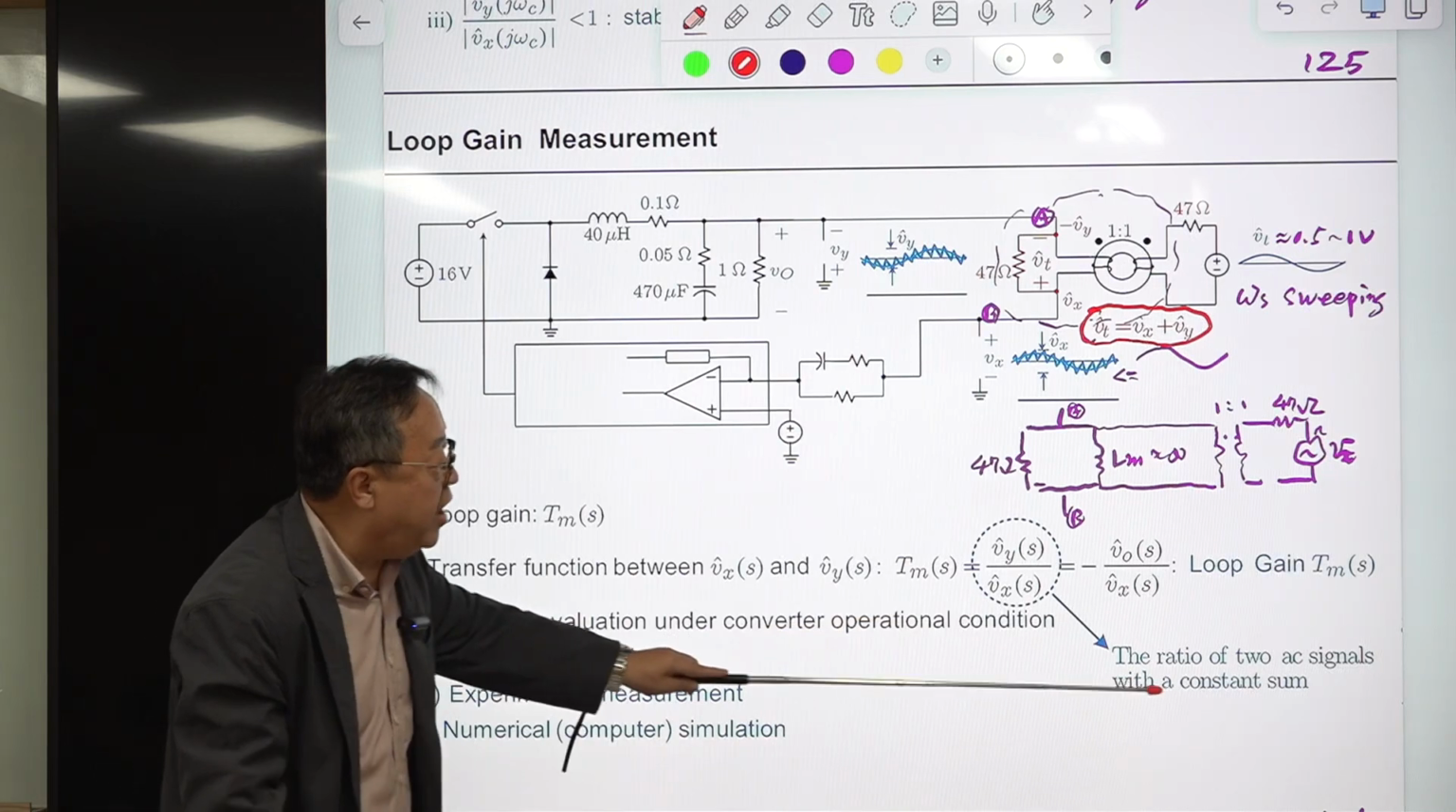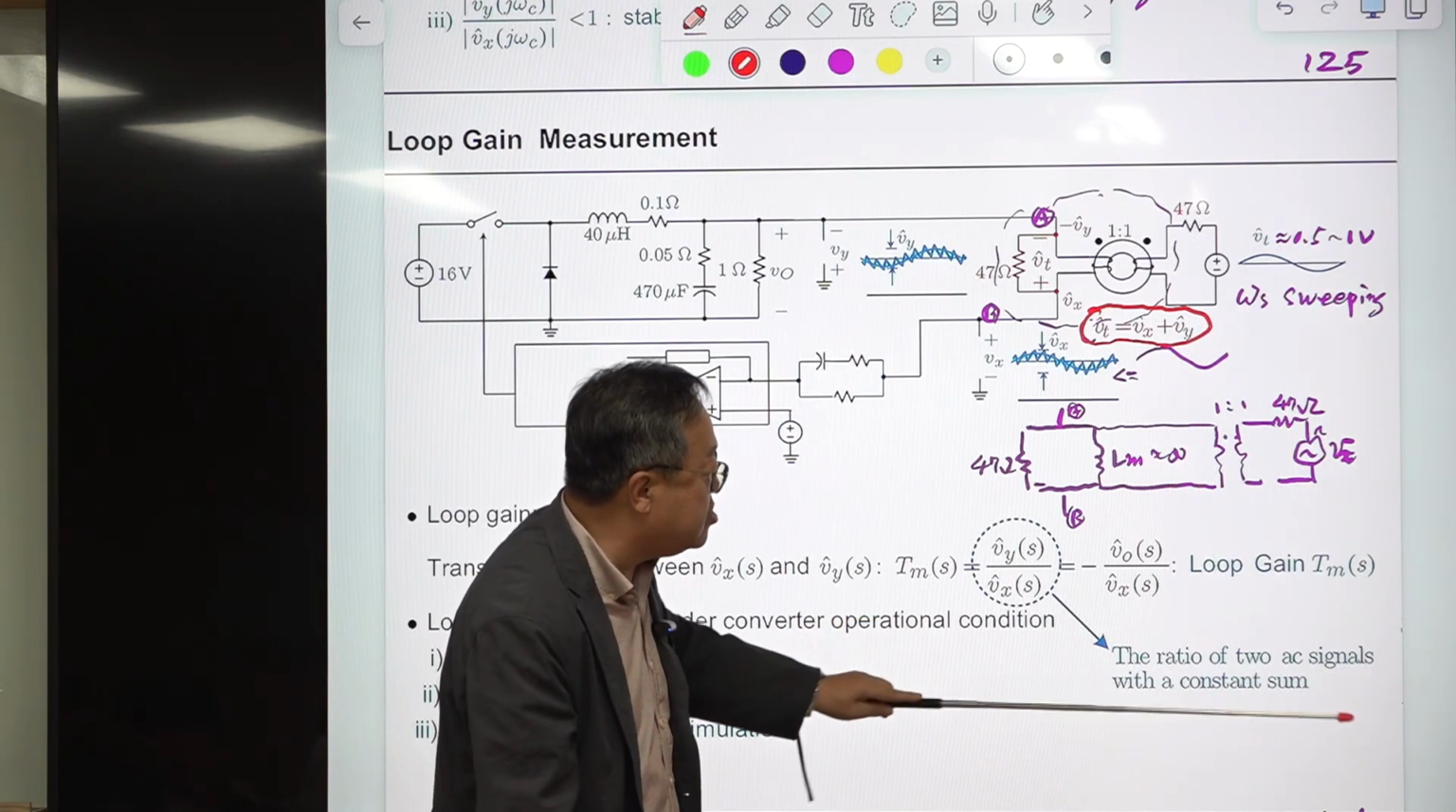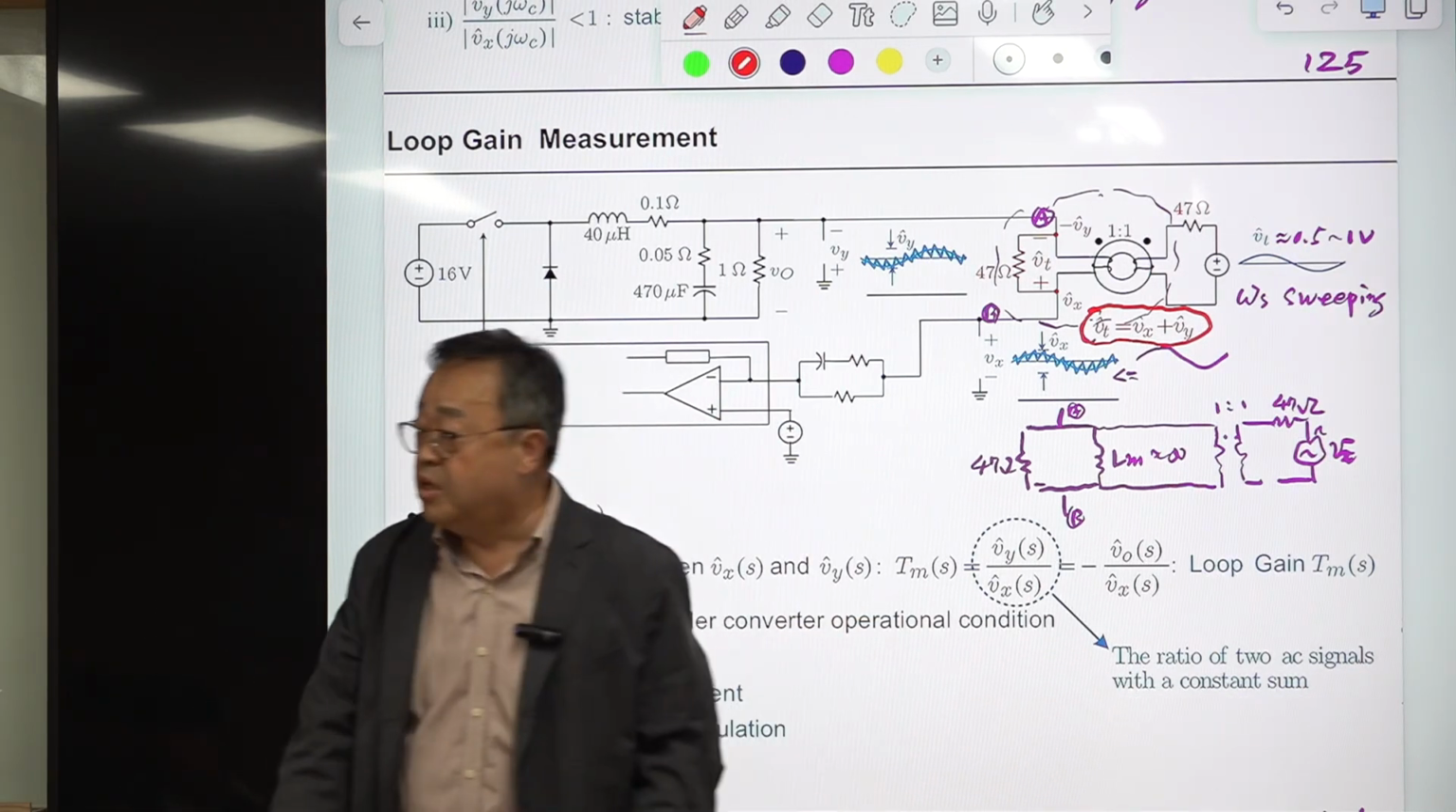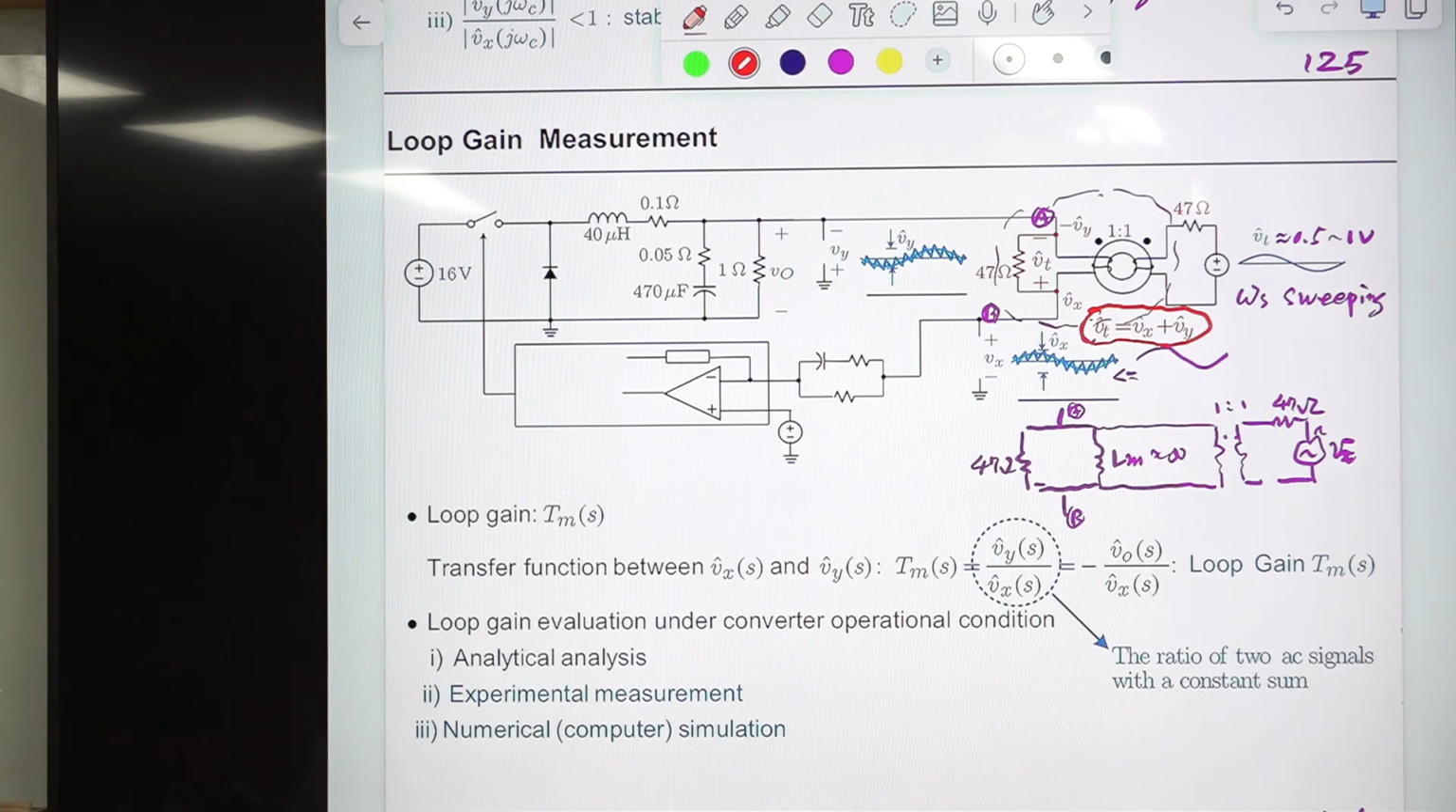Because this is an equal sum, the ratio of two AC signals with a constant sum. The constant sum is Vt hat. And the two AC signals are Vy hat and Vx hat. Okay, understand this. All right.